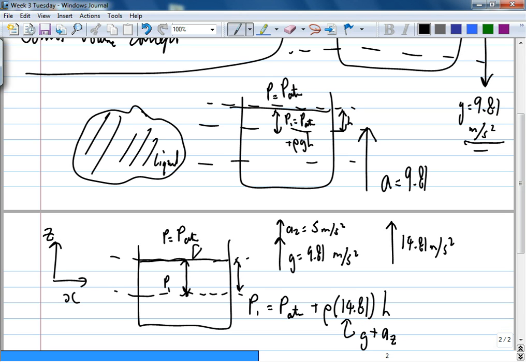Alright? It's like sitting on a roller coaster or something like that. And you're accelerating upwards. When you're accelerating upwards, you feel heavier, isn't it? Alright? You feel as if the gravity is higher. Right or not? Okay, accelerating upwards at 5 meters per second squared, I feel my gravity is higher. I feel my gravity is 14.81. Okay or not?